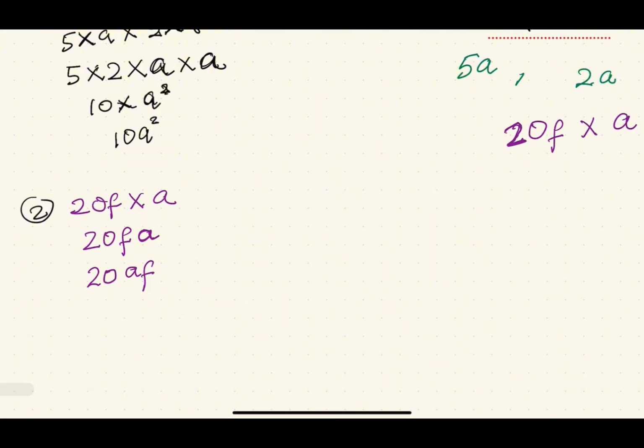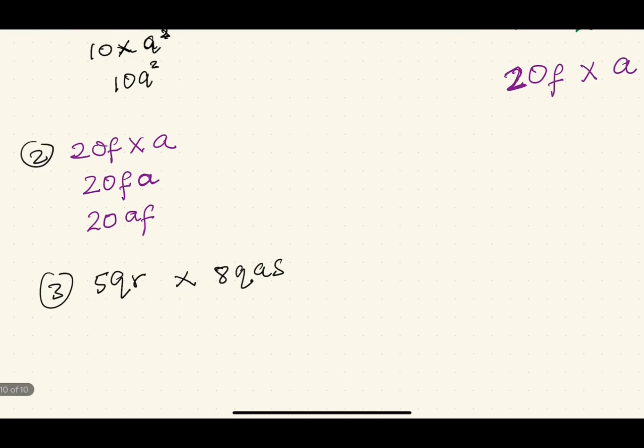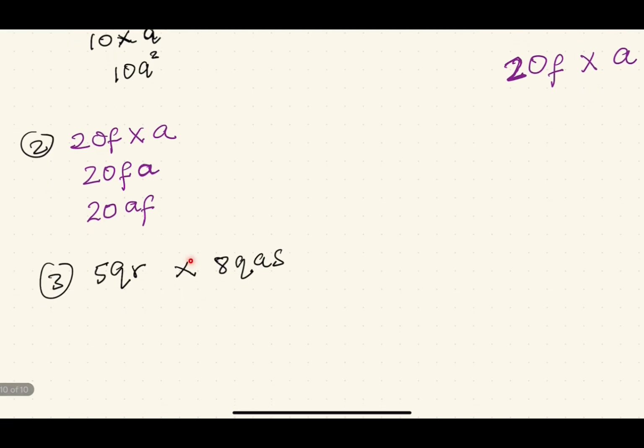So now we're going to try our third example. So I'm going to say 5qr times 8qas. All right. So before we start, we are multiplying, right? And we are lucky that they've written it for us here, but we also know that between the 8 and the q, there is an invisible multiplication. So we can choose to see them if we want. We can choose to put the multiplications where they belong just to see them.